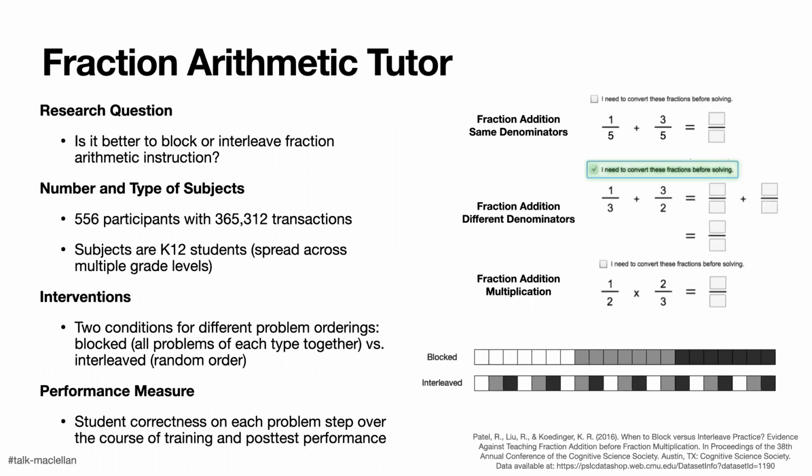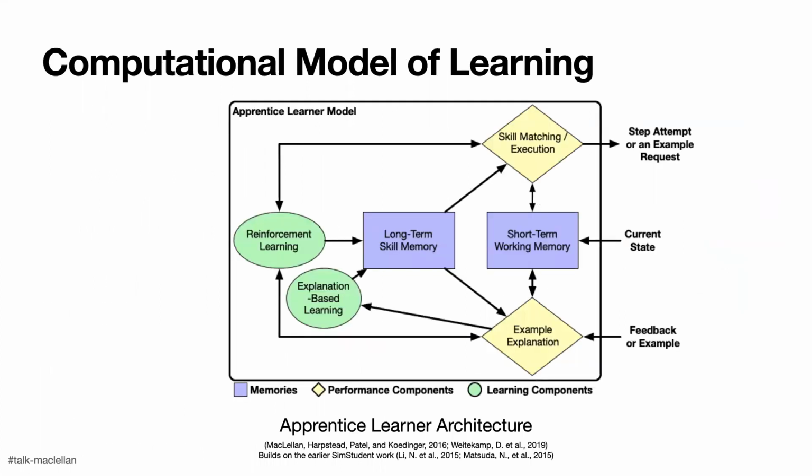So this is the task that we would like to model, and we might like to be able to say things about which of these different kinds of interventions, either the blocked or the interleaved, is going to be better for student learning. So to simulate learning for this fraction arithmetic tutoring system, we used a computational model of learning that we built using the Apprentice Learner architecture. And I won't say too much about this architecture in detail, but I just want to give you a high-level conceptual sketch of how the model that we're using works.